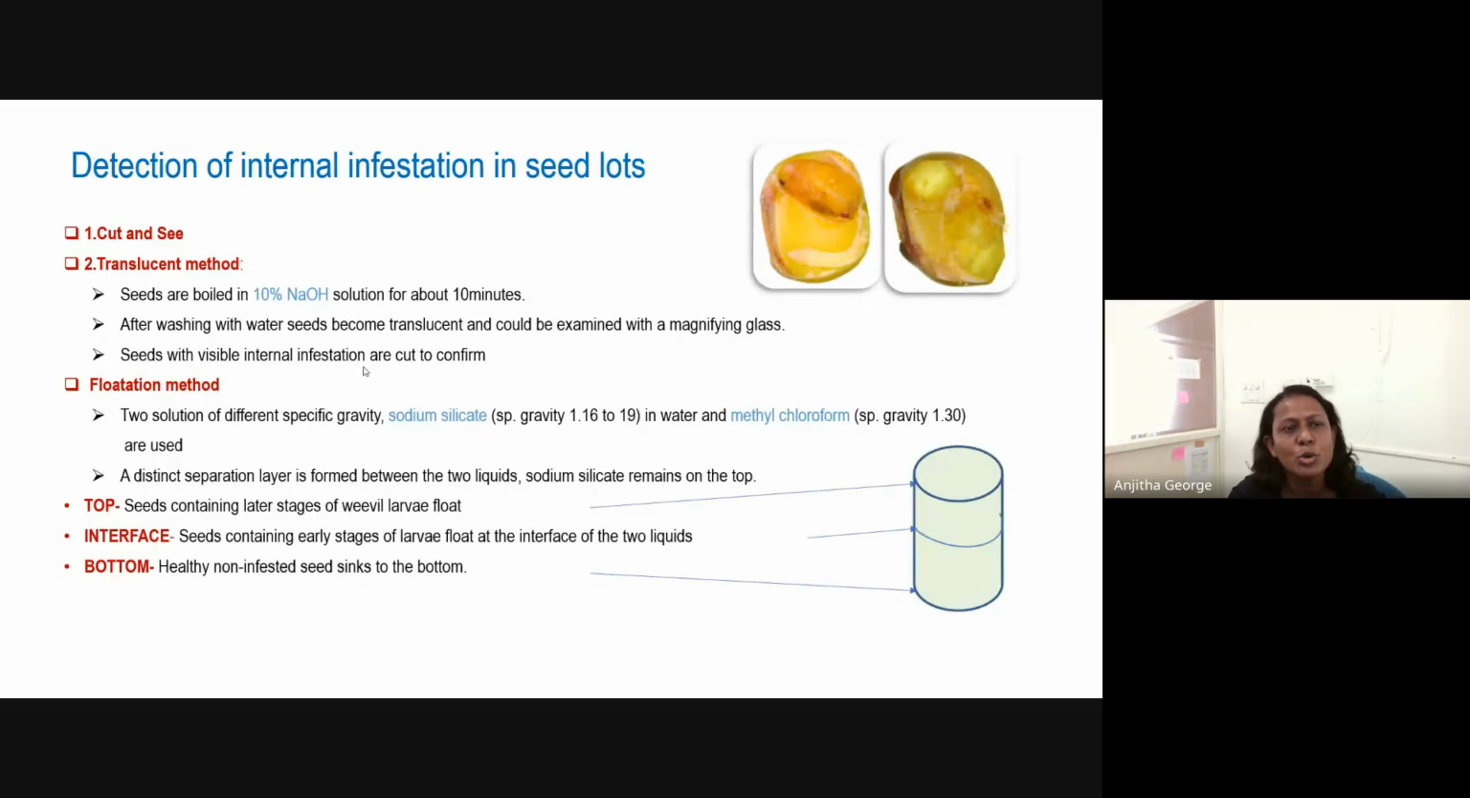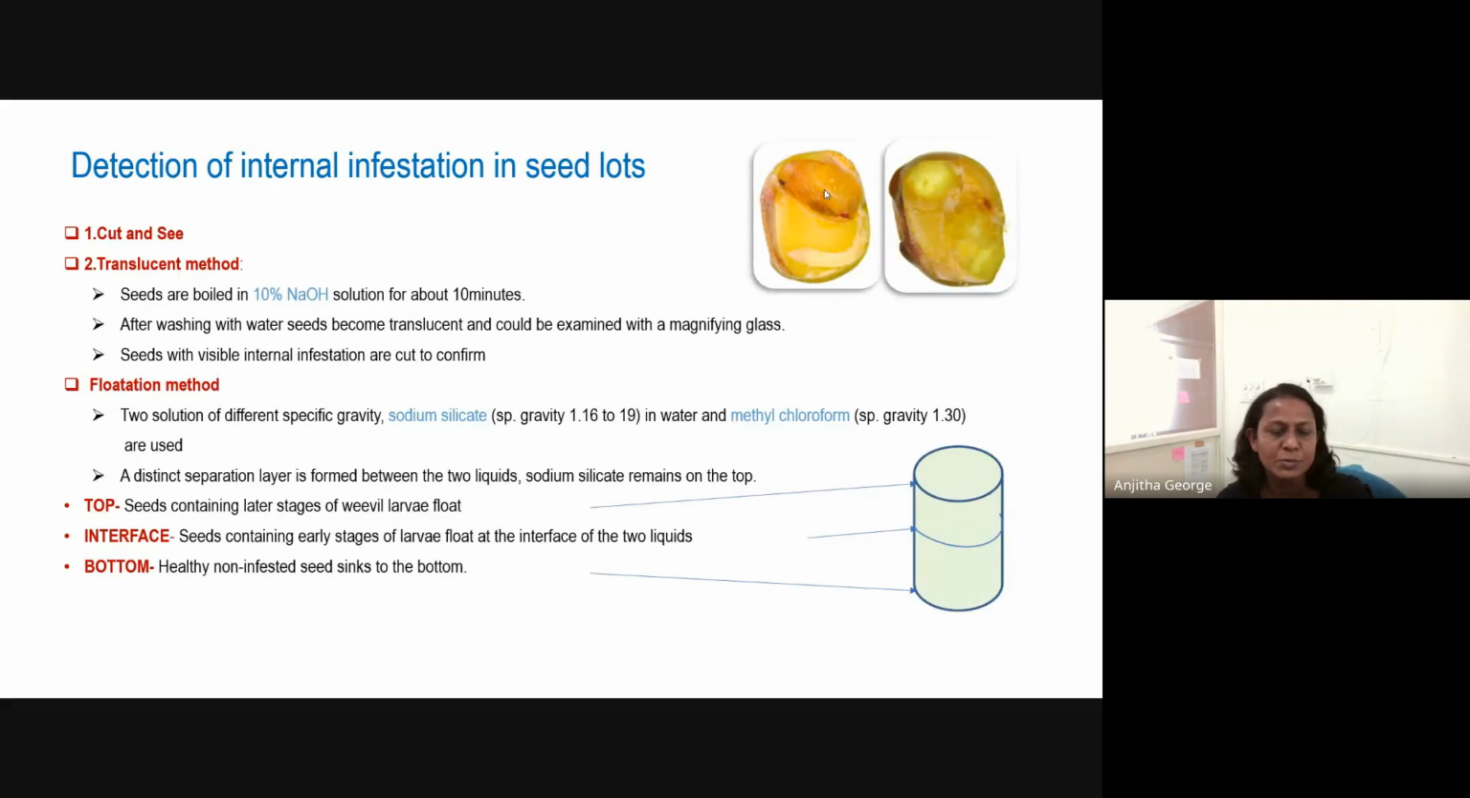So how do you know if the infestation is there internally? With the naked eye, it is very difficult to see. For example, this is a photo of a green gram seed which has a pulse beetle pupa inside. You can see the embryo here, and this is cut open in the middle. From outside, there are no other symptoms, except for the eggs laid. And if you are not well versed with that, even that you may ignore.